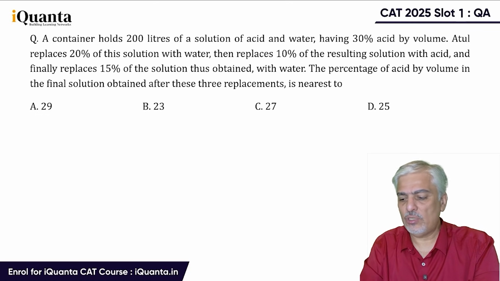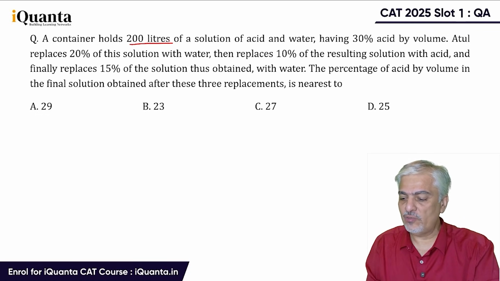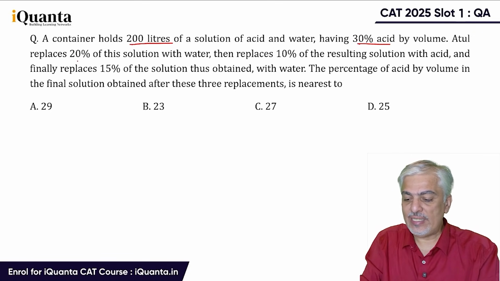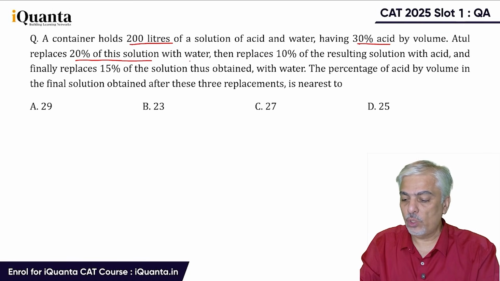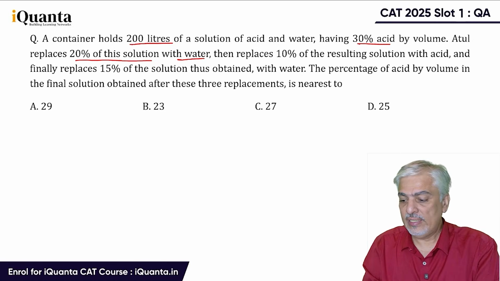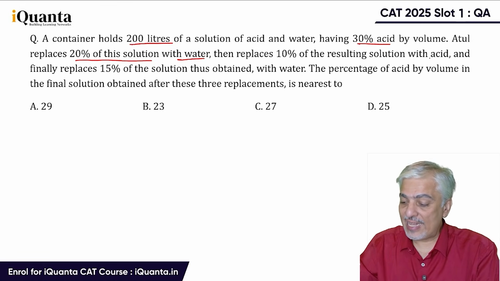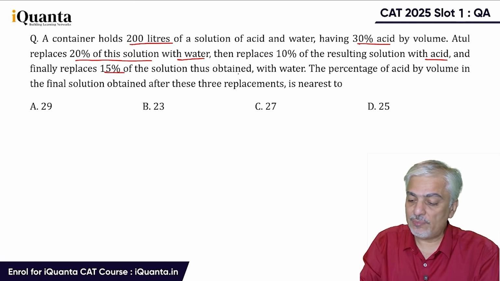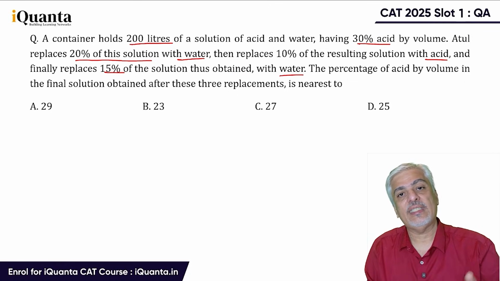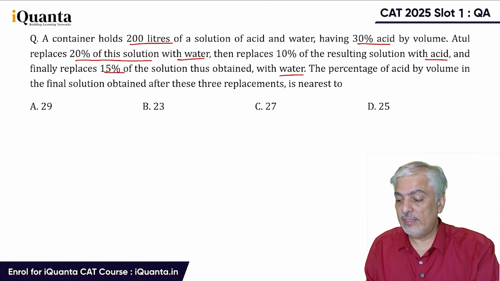The next question talks about a container which holds 200 liters of a solution of acid and water, having 30% acid by weight. Atul replaces 20% of the solution with water. So he first removes acid plus water, replaces only with water. Then replaces 10% with acid and then replaces 15% again with water. So there are 3 transactions. Once he replaces with water, second time with acid, third time again with water. The percentage of acid by volume in the final solution obtained after the 3 replacements is nearest to what?